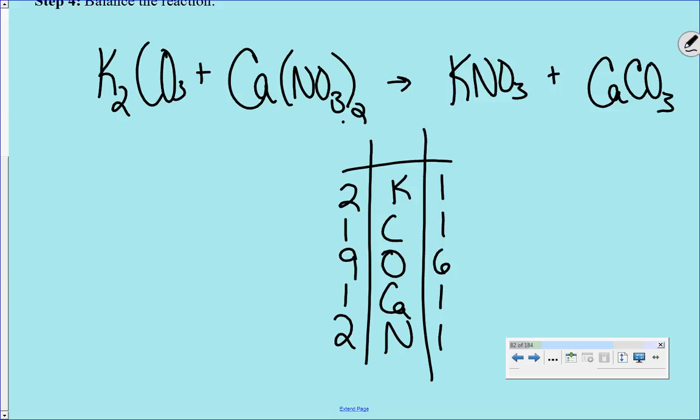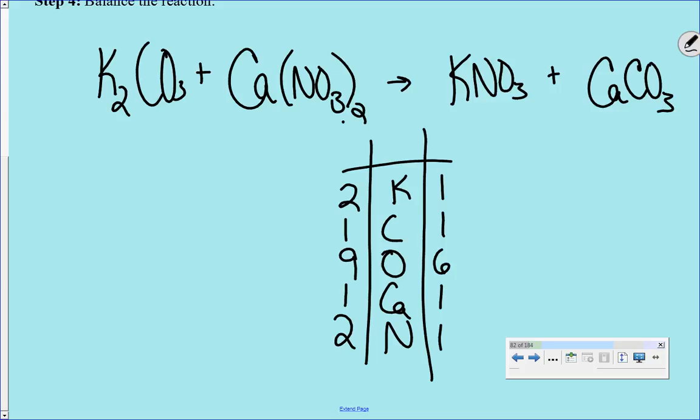This is actually a great example of when you can keep your polyatomics as a group if you like to, but I kind of tend to not do it that way. So the first thing I'm going to look at balancing here is I'm going to actually jump to my nitrogen. It's a great place to start.